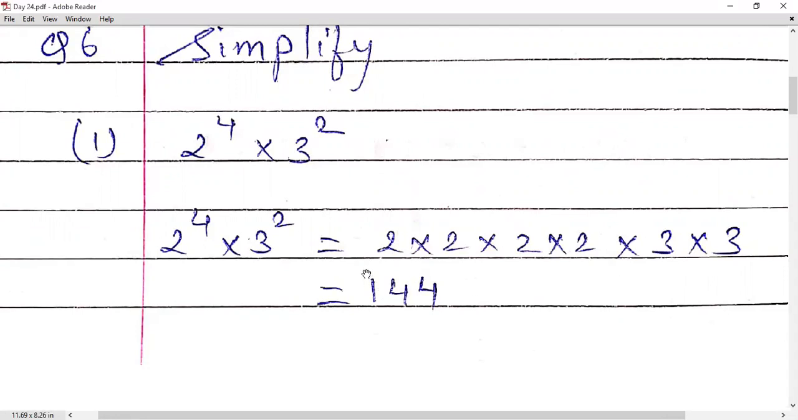So I have done here the multiplication directly and I have written the answer. So you can see 2 into 2 into 2 into 2. That means 2 2s are 4, 4 2s are 8, 8 2s are 16, 3 3s are 9. 16 into 9 will give you 144.